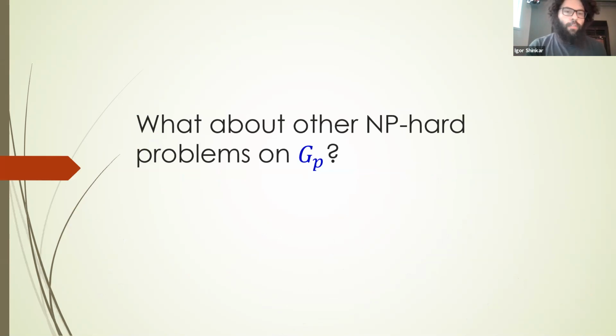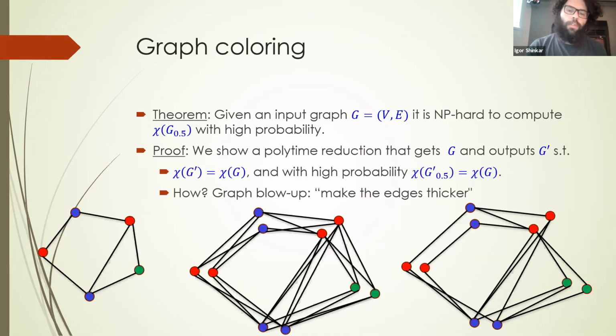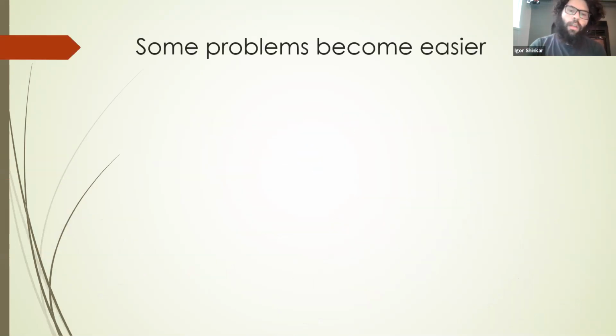What about other NP-hard problems? So we show a bunch of problems that stay NP-hard. For example, like 3-SAT, we defined a notion where we remove random edges, random clauses, or random variables, or something like that. We show that all these problems stay NP-hard. But in general, some problems can become easier.